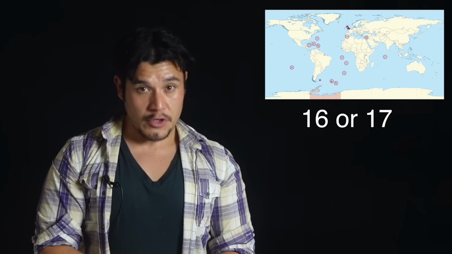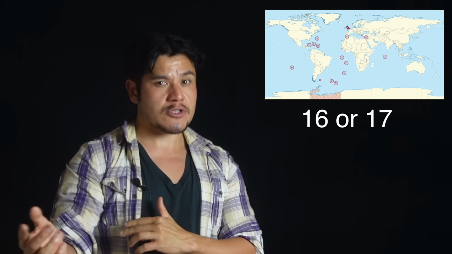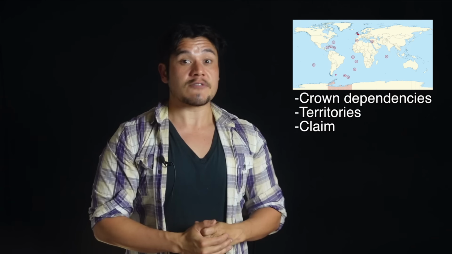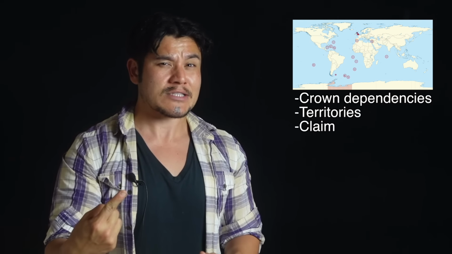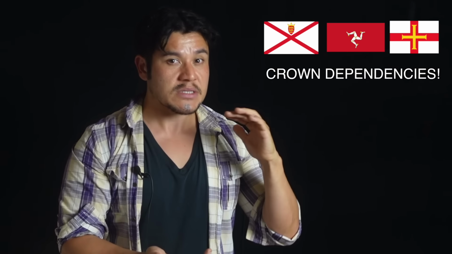Now we get to the fun stuff, all of the things outside of Great Britain and Northern Ireland. Now, the UK has 16 or 17 territories, depending on how you look at one of them, divided into 3 different types in 3 oceans, 2 seas, and 1 separate continental landmass. Let's start with the closest entity, the 3 crown dependencies, which are islands that do not belong to any of the constituent nations.